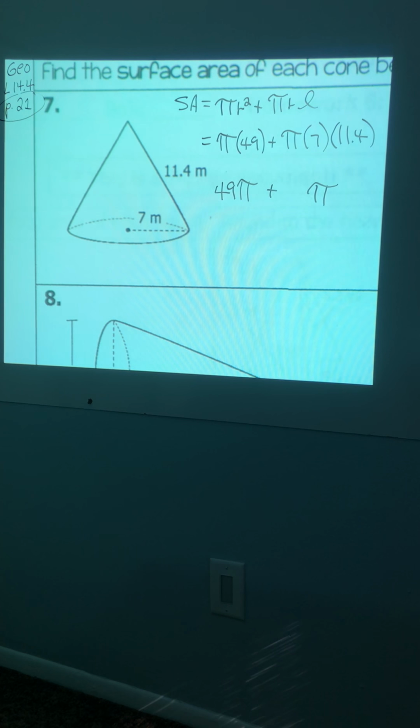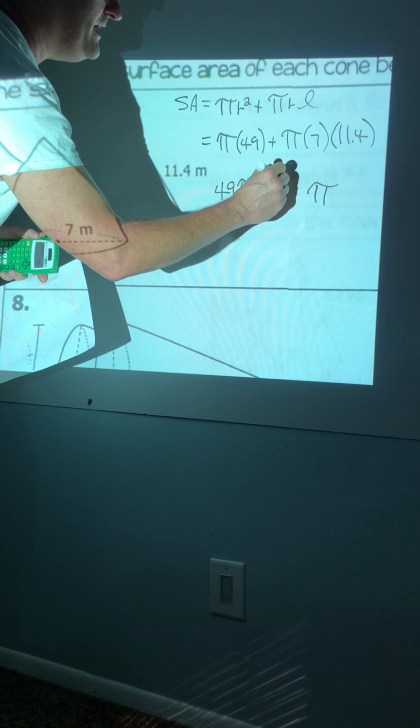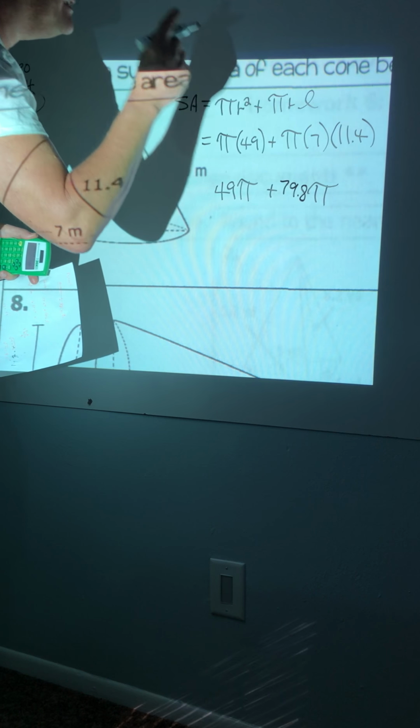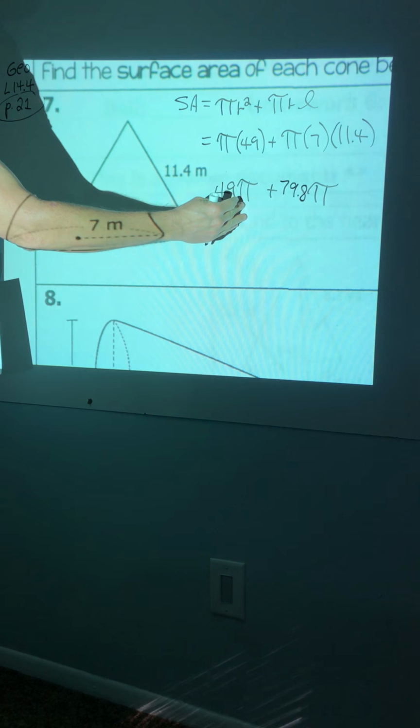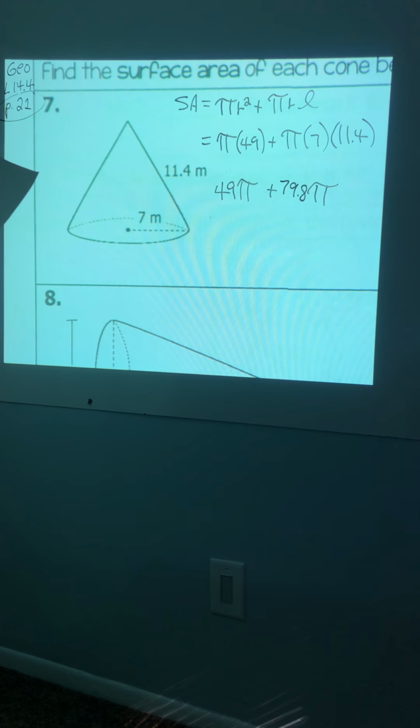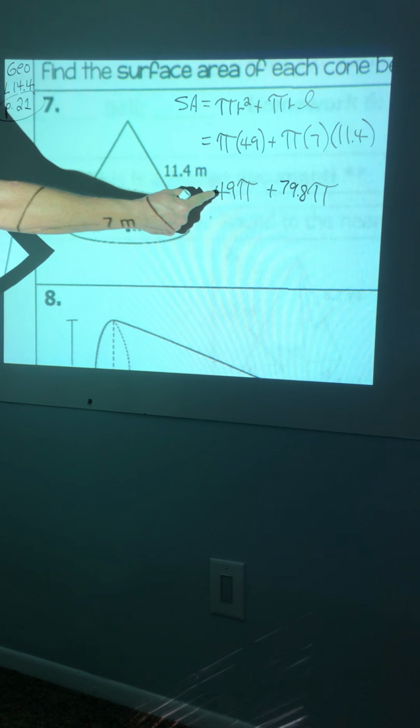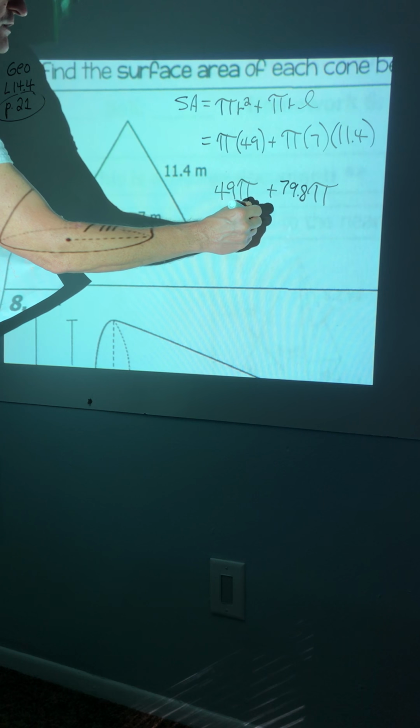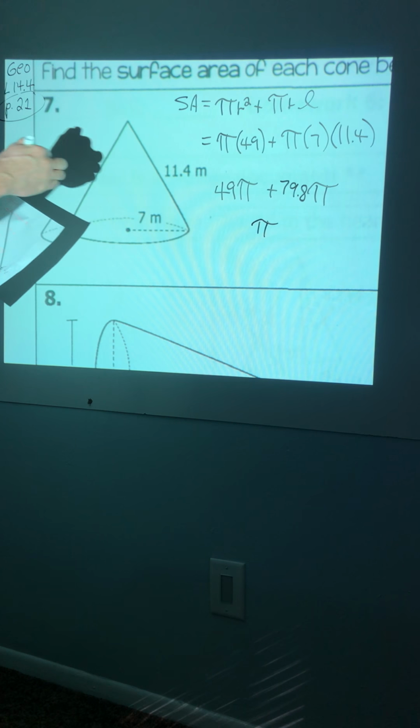And it might help if I turn the calculator on. 7 times 11.4 gives us a grand total of 79.8. You can tell it's getting late in the afternoon. All right, so keep it in terms of pi's, and let's just total that up. So 79.8, see how these are coefficients, front numbers? You can just keep one of the pi's and add up the coefficients.